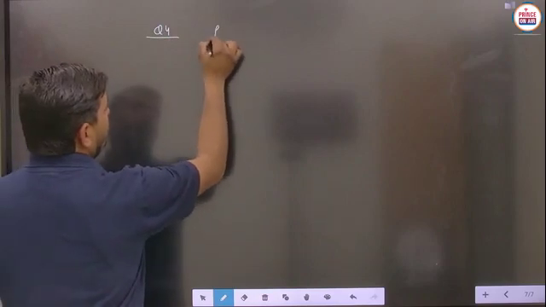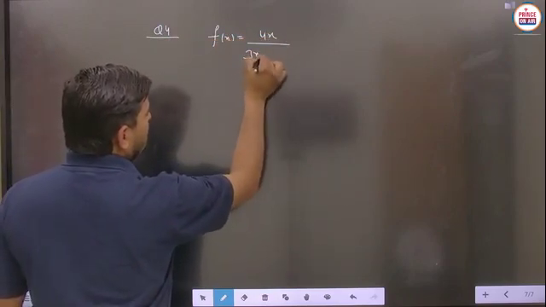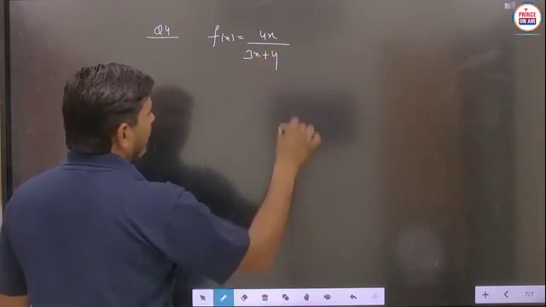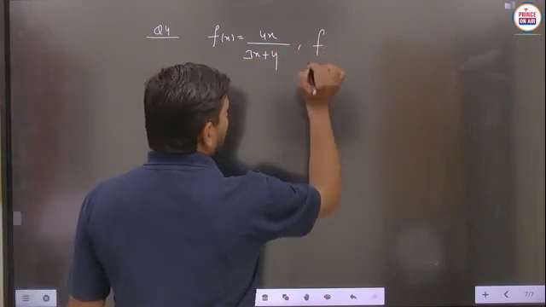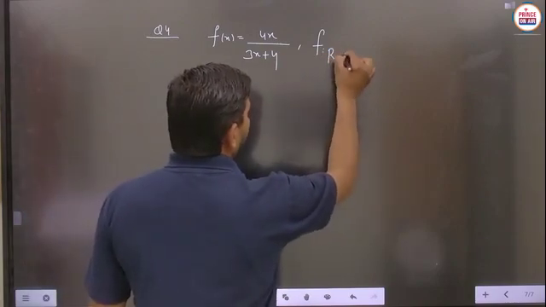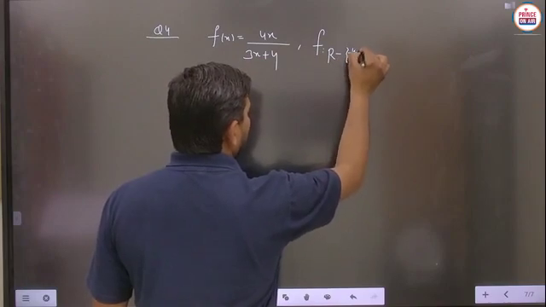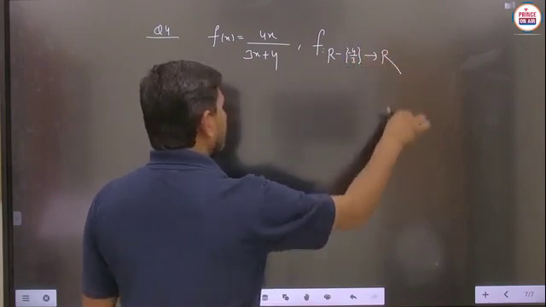This particular function f(x) will be 4x upon 3x plus 4. Is it clear? And definitely, student, the domain of this function will be given as R minus {-4/3}, and the codomain is R. This particular thing is to be given here.